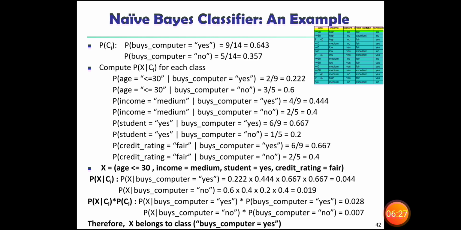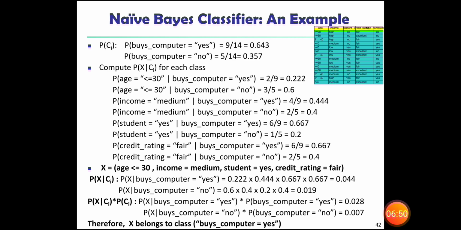First we will take P of age equal to less than 30 given buys computer equal to yes, which is 2 by 9. You know very well, wherever we have less than 30, if we count the yes status in the buys computer column, it will be 2. So 2 by 9, the value will be 0.222.